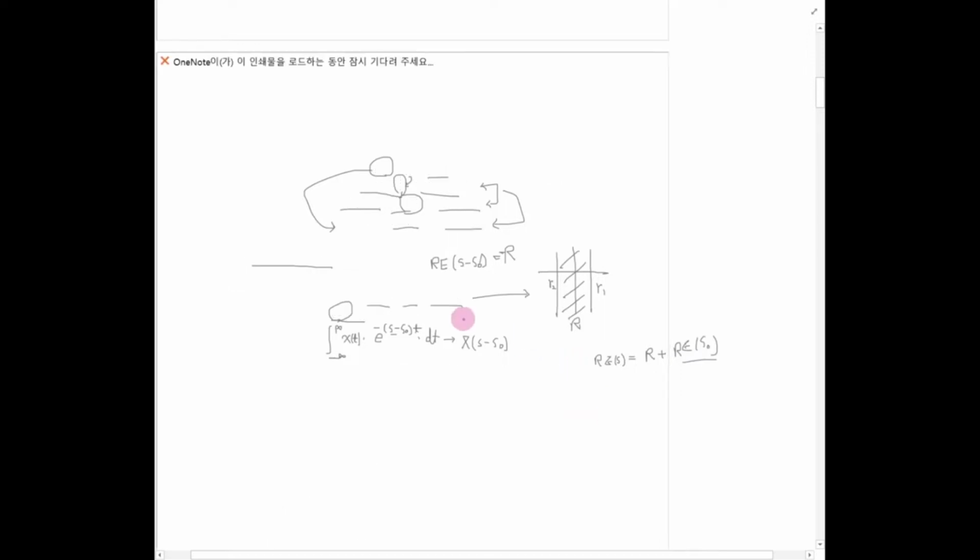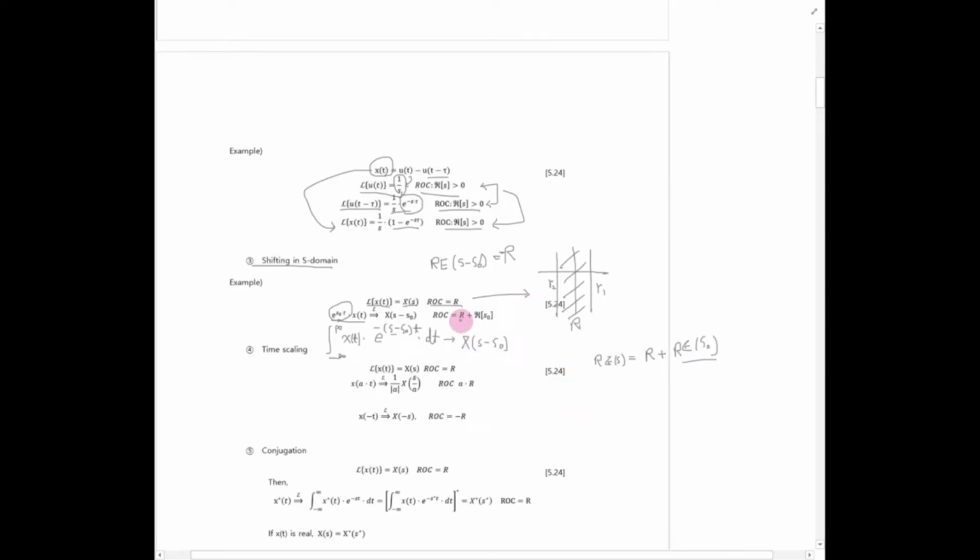Then the real part of s equals R plus the real part of s0. Okay, this is added. Then the region of convergence can be expressed in this way. So it means that it should be added like that. Plus, okay, this one is the original region of convergence.